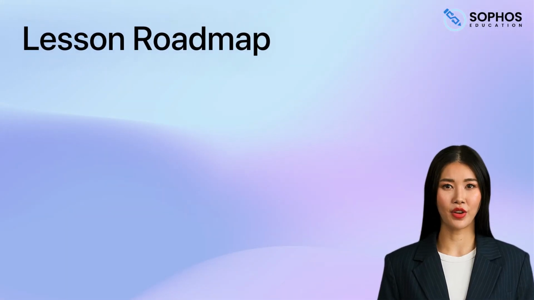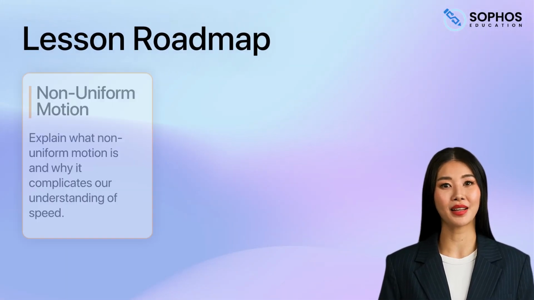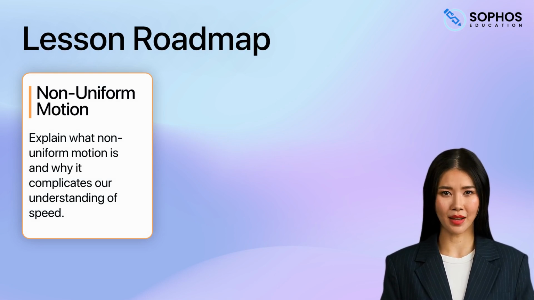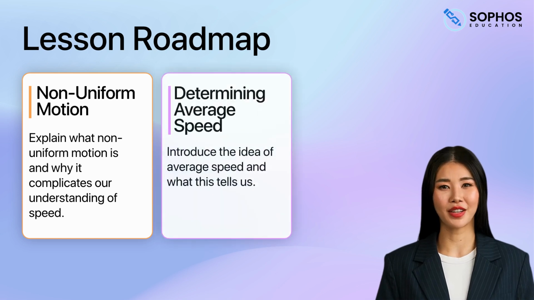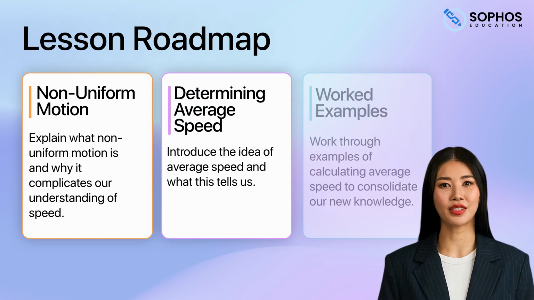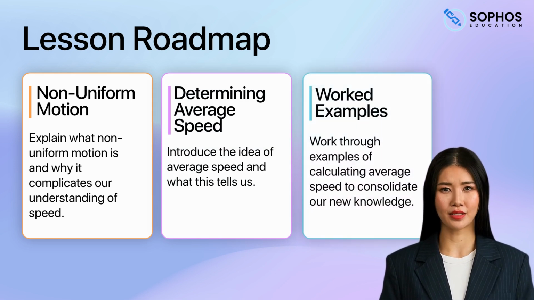Our plan is as follows. We will begin by explaining what non-uniform motion is and why it complicates our understanding of speed. We will then introduce the idea of average speed and what this tells us. Finally, we will work through examples of calculating average speed to consolidate our new knowledge.